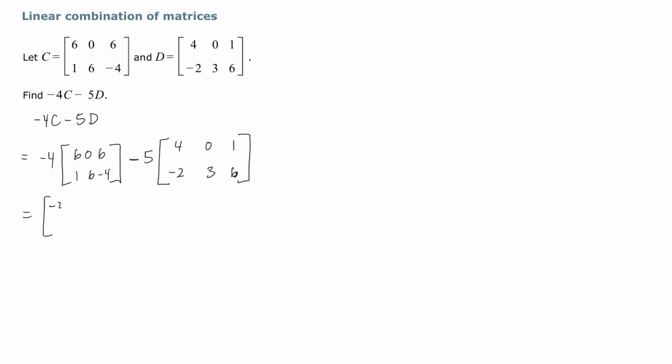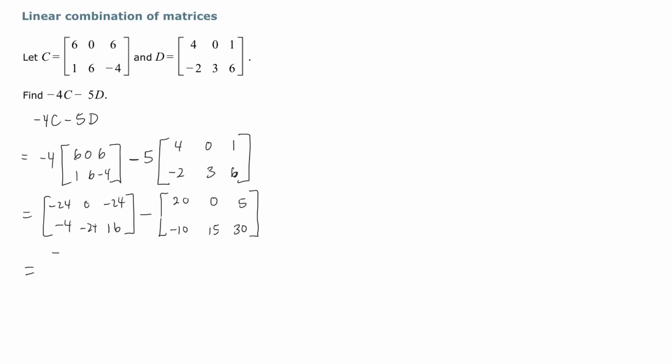We have -24, 0, -24, -4, -24, 16. Notice the size of the matrix is still 2 by 3. Minus 20, we got -10, and then we got 0. We got 5, 15, and then 30. And now the matrices are still of the same size, so we can certainly add the opposite or subtract. And what do we get?